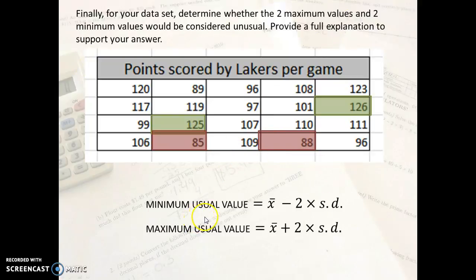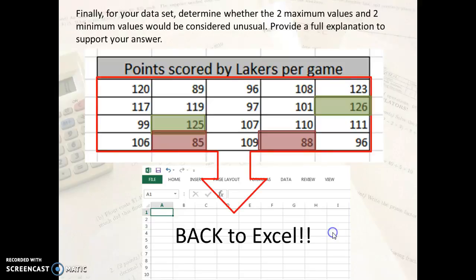I call them the cutoff formulas. They tell me the top of the data, the maximums, and the bottom of the data, the minimums, and everything outside of those cutoffs is unusual. All right, well, that seems simple enough, but wait. How do we find the mean and the standard deviation? Let's take that and go back to Excel.